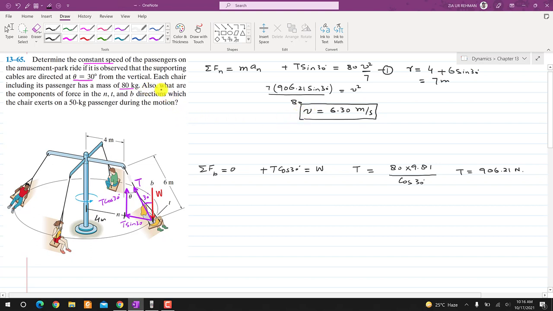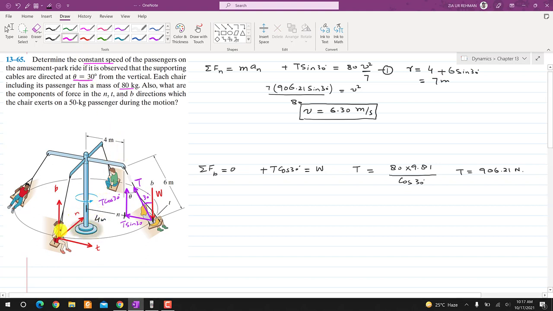Now the second part says that what are the component of force in the N, T and B direction which the chair exerts on the 50 kg passengers during the motion. So let's say now we consider this particular passenger. So again, if we consider this passenger, the tangential direction is like this. This is our tangential direction, and the binormal direction is acting vertically upward, and the normal axis is acting towards the center of the curvature, right? So this is the normal direction.